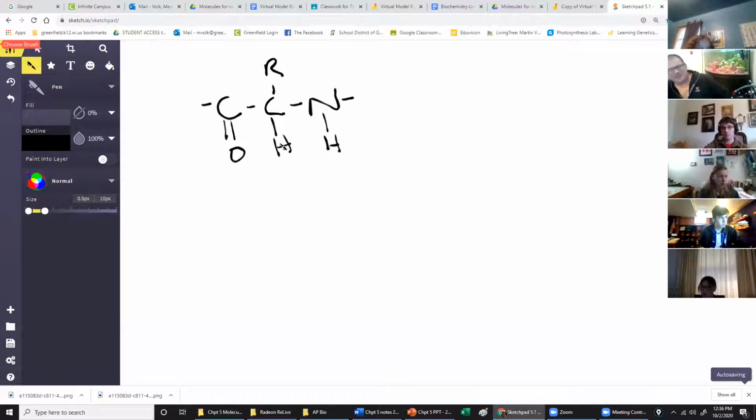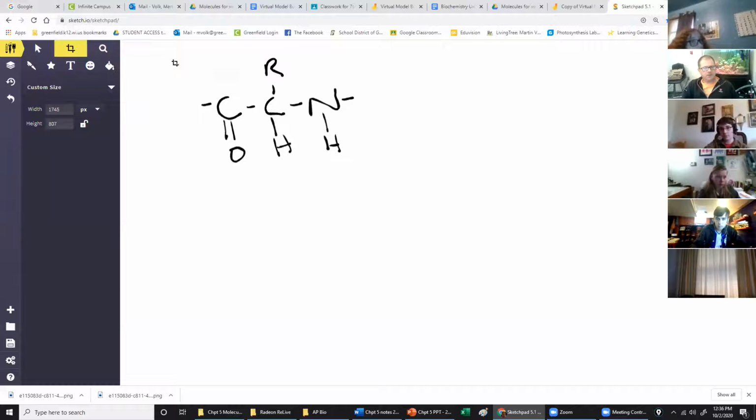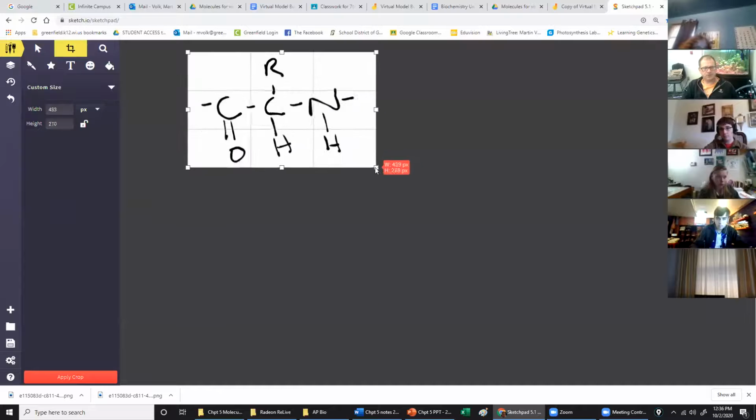I'm going to get a mouse. Okay, that's fine. So that's what you're going to do. Then you're going to crop this as tightly as you can. You're going to crop that, as tightly as you can. So just do your best here.